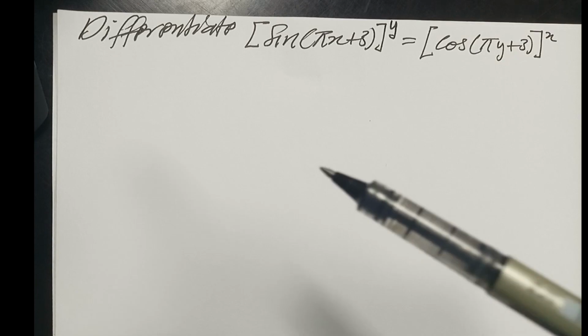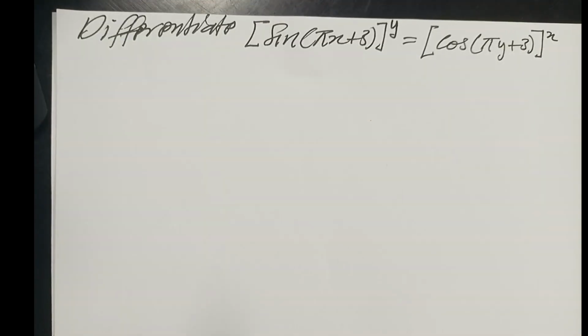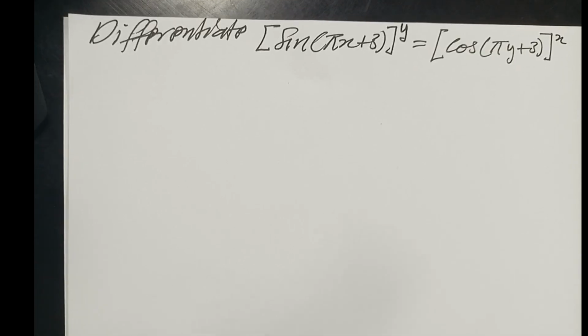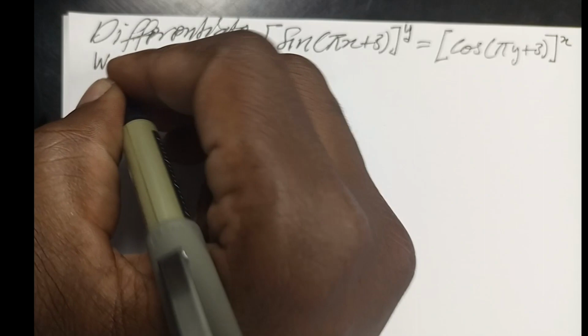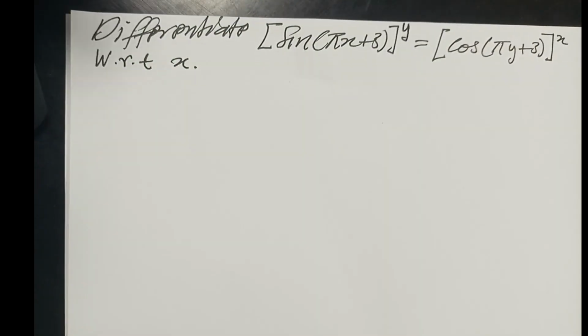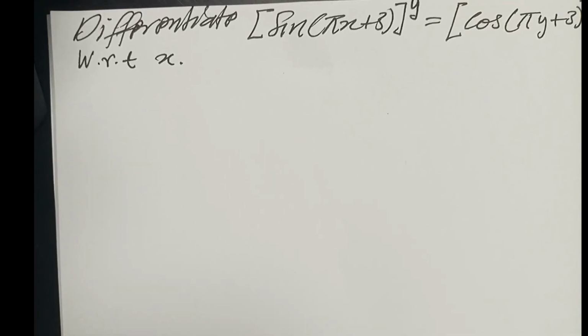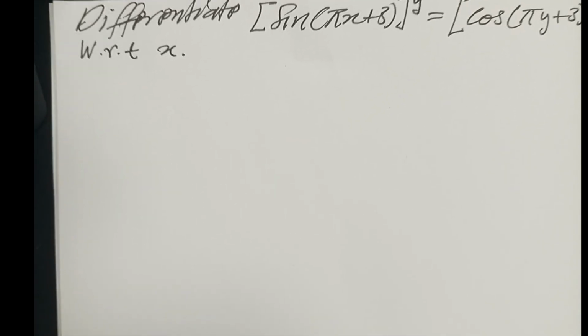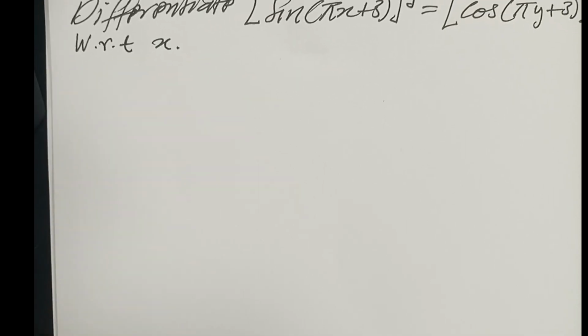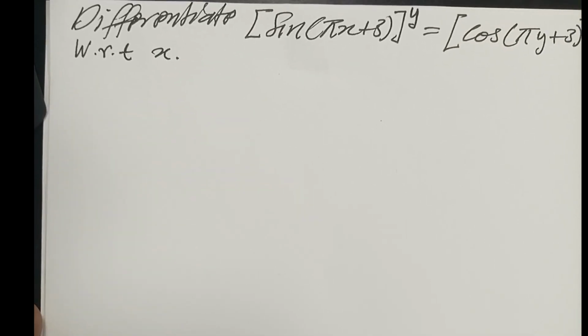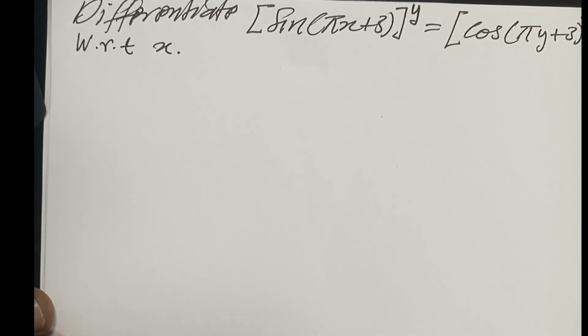So the question is saying that differentiate this equation. We are talking about with respect to x. With respect to x, differentiate it. So how do you deal with such trig equations? So what you do is you introduce the logarithmic function, the natural log, on both sides of the equation.